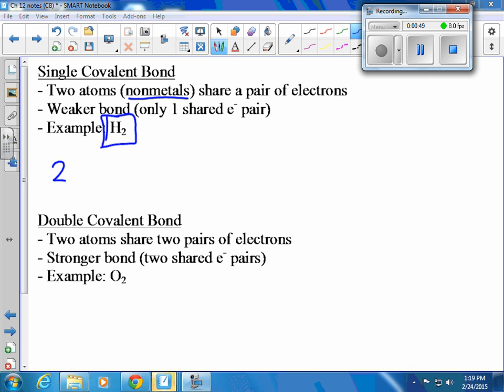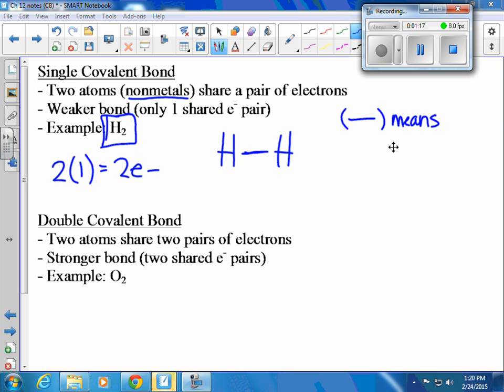So hydrogen has one valence electron. So I have two hydrogen, one valence electron each. So that means in my total structure that I need to show two electrons. Well, the only way to show that is to draw the hydrogen, draw the other hydrogen, and I would have my bond in between. And so that's my drawing. That's a single covalent bond. So again, if I have a stick, this means that I am sharing two electrons.